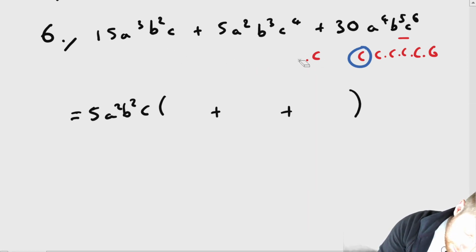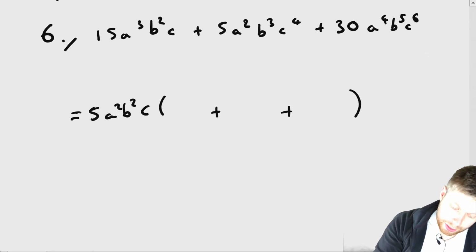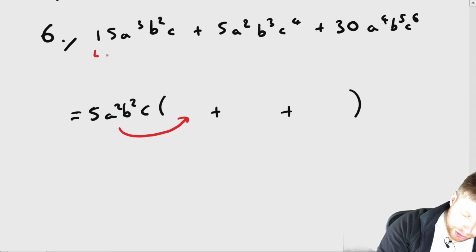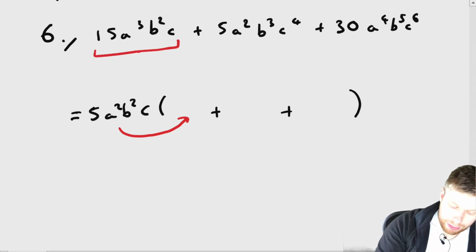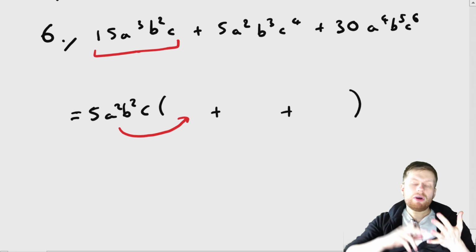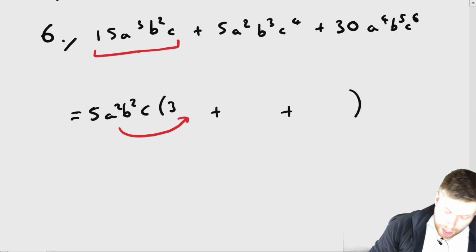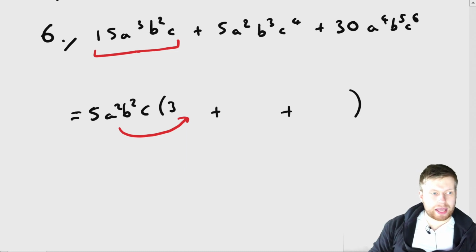Now it's just a case of expanding it. Okay, so actually this is the easiest bit now. It's just the expansion part. So let's break it down. So this thing multiplied by the first term has got to give me this. Okay, break it down. 5 times what gives me 15? That's going to be 3. A squared times what is going to give me a cubed?